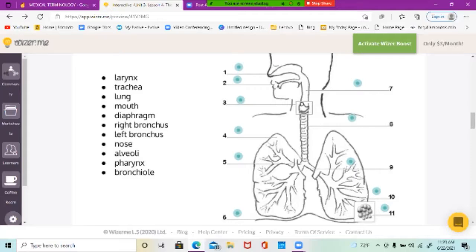What's number 10? The lung. Well, it's hard to tell. I think this is the lung. Aren't these the bronchial? Yes. Right. And then these things that look like grapes are alveoli. Yep.